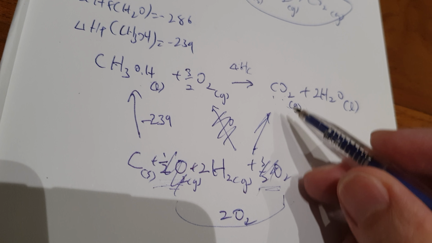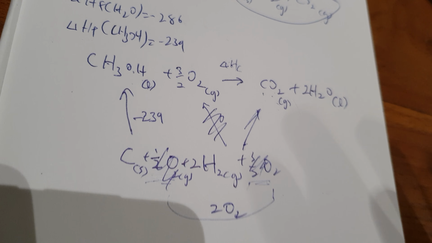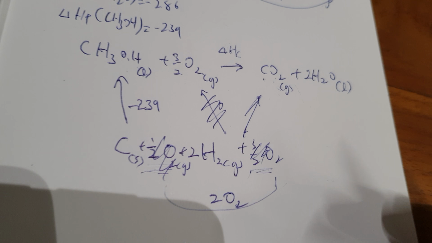So we need one O2 to make CO2. We already have enough, so it's okay. You can just make the CO2. So no need to add anything.